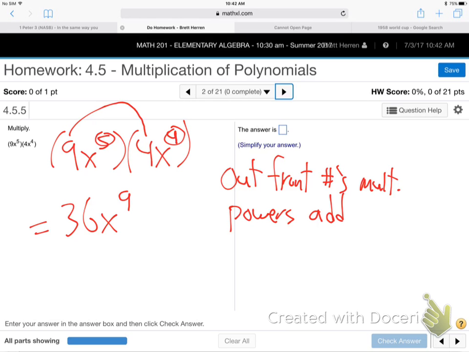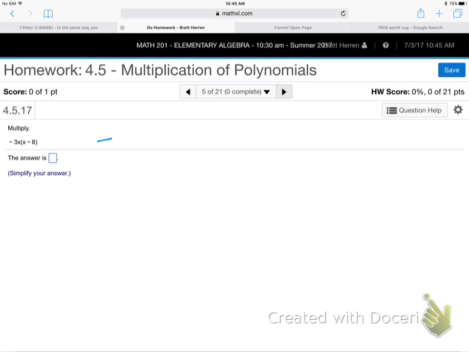Any questions on that one? Remember those rules? All right, so out front numbers multiply, powers add. Okay, so we have minus 3x, and we have x minus 8. So that minus 3x in the front is going to multiply both of those items on the inside, right? It's going to distribute, we call it. Like when I distribute an exam and I pass one out to everybody, that minus 3x is going to pass himself out to everybody. And every time he multiplies, what's going to happen? Out front numbers multiply, powers add.